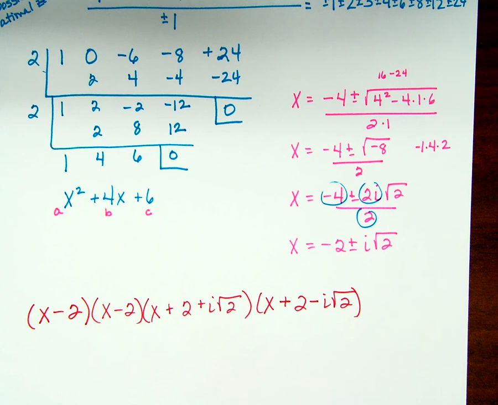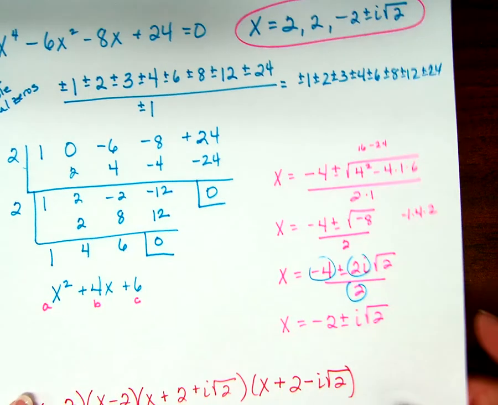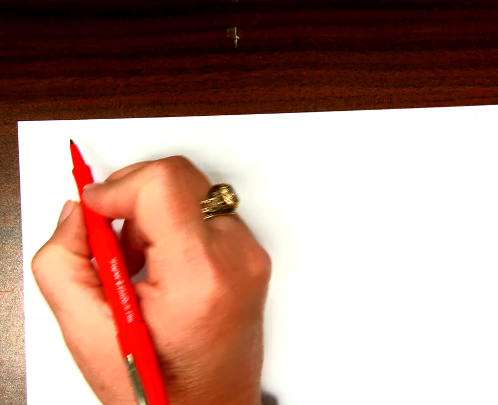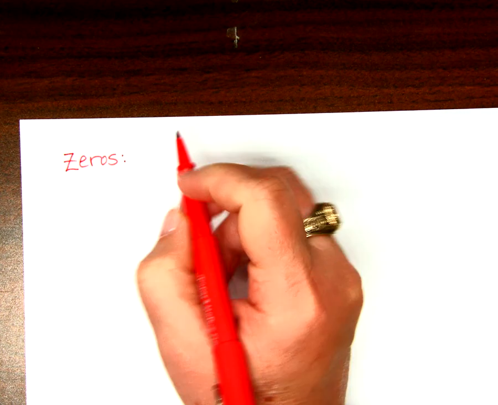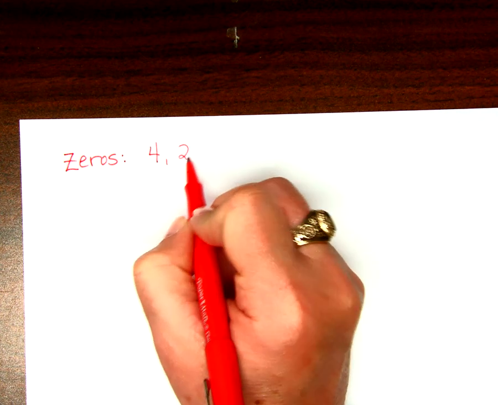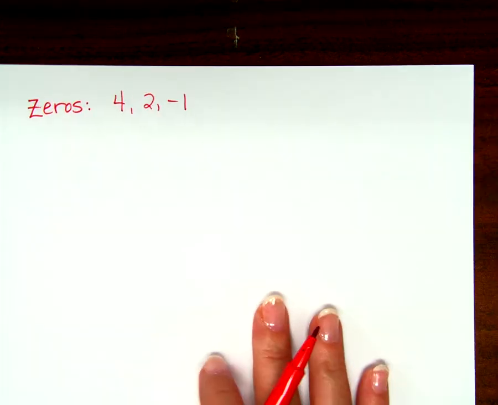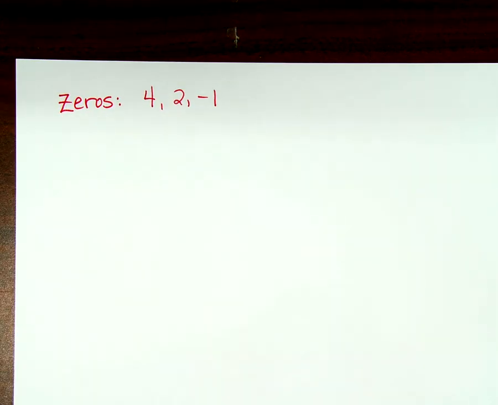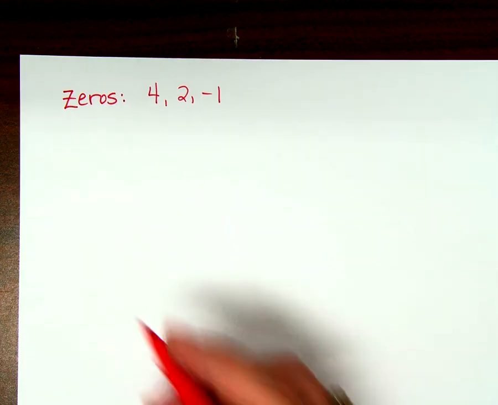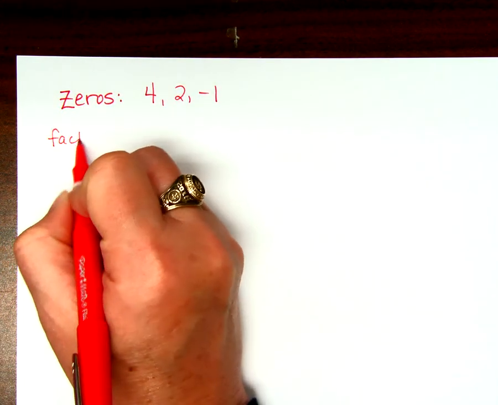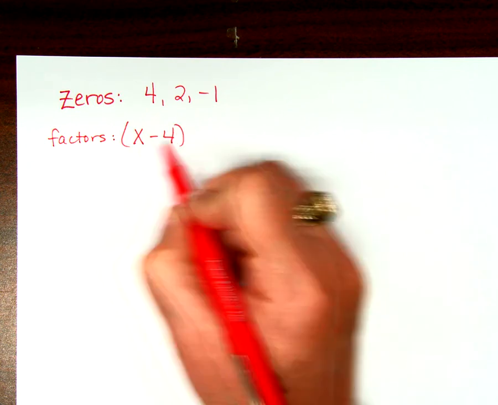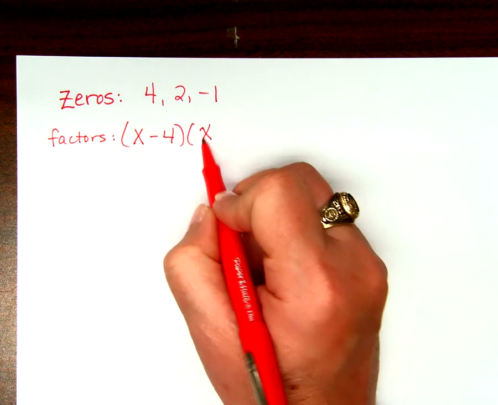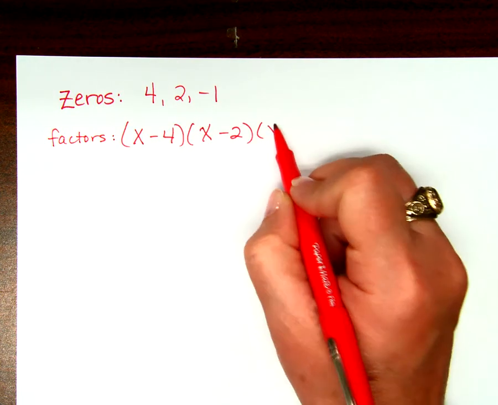Then I'll tell you this. What if I say the zeros are 4, 2, and negative 1? 4, 2, and negative 1. What do you think? What are my factors? x minus 4, x minus 2, x plus 1.